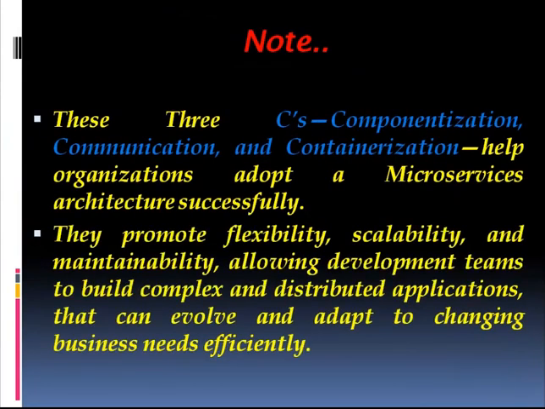Note that these three C's, componentization, communication and containerization, help organizations adopt a microservice architecture successfully. If an organization follows these three C's properly, it will make the microservice architecture deployment successful. They promote flexibility, scalability and maintainability, allowing development teams to build complex and distributed applications that can evolve and adapt to changing business needs efficiently. So this is the main role of these three C's.